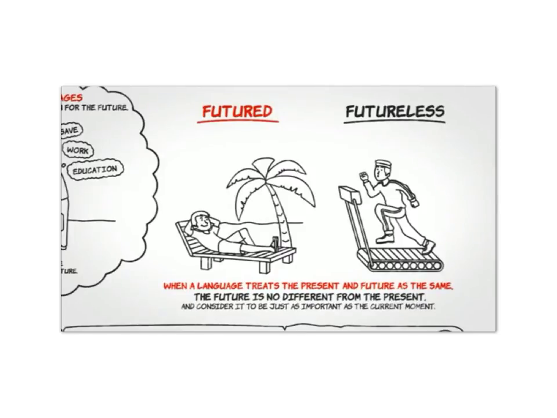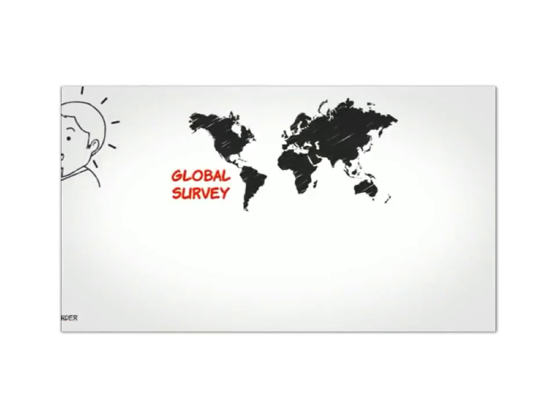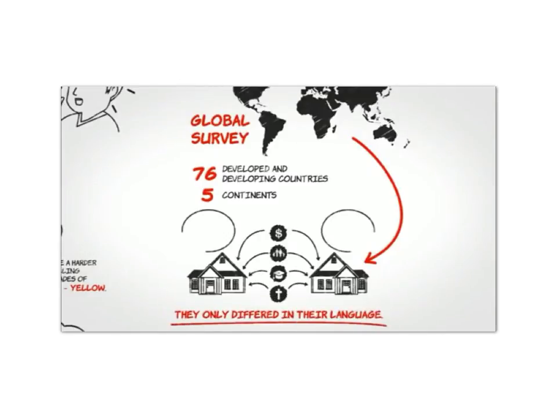We might be willing to make trade-offs in the present for the benefit of our future. Conversely, if we see the future as something very separated and distant, we might be more inclined to disregard consequences. To test his theory, Chen gathered data from surveys spanning 76 developed and developing countries in 5 continents. He compared households with the same income, family structure, educational levels, and religious beliefs. They only differed in their language.